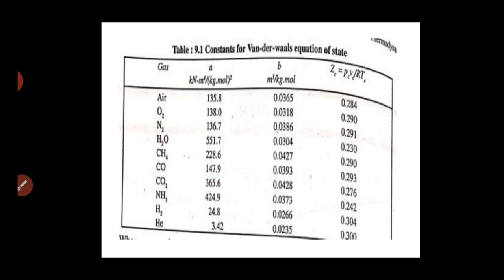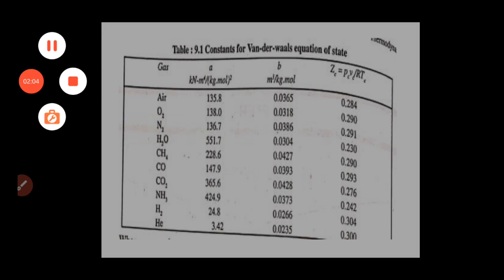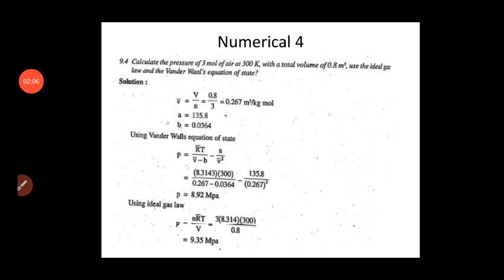Now you take the case of air. First row itself is air. Here the value of A is 135.8 and value of B is 0.0365. So we will use these values in the Van der Waals equation of state. You can see here the A value is written as 135.8 and B value is written as 0.0364.